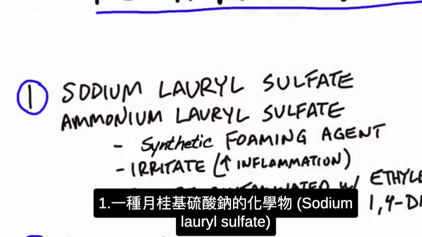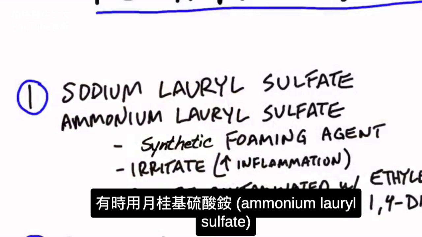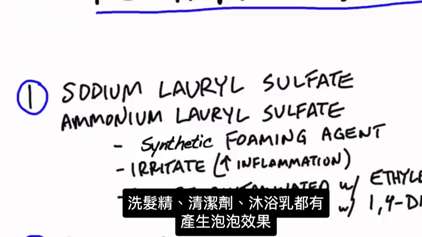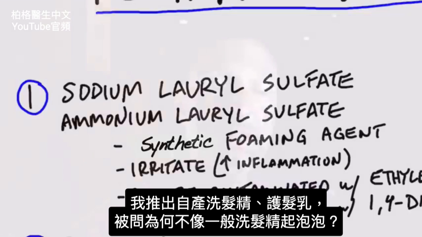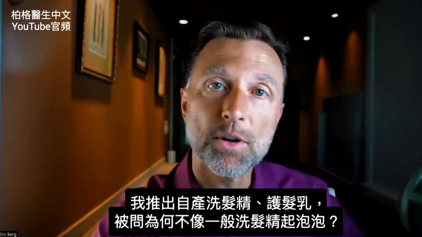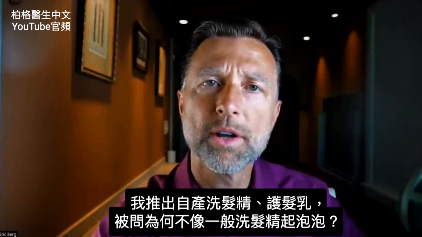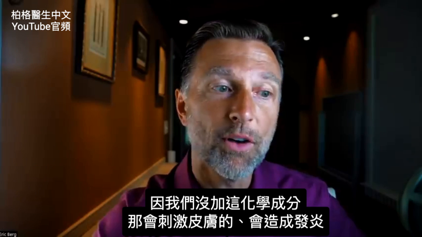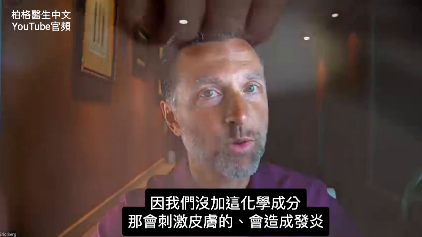So number one, you have this chemical called sodium lauryl sulfate. Now, sometimes they'll use ammonium lauryl sulfate too. And this is the lathering agent. It's in your shampoos, it's in your cleansers, it's in your body washes. It's the thing that makes that lathering effect. And recently I released my own shampoo and conditioner, and some people were wondering, why doesn't it lather like my regular shampoo? Well, that's because we omitted this one ingredient.